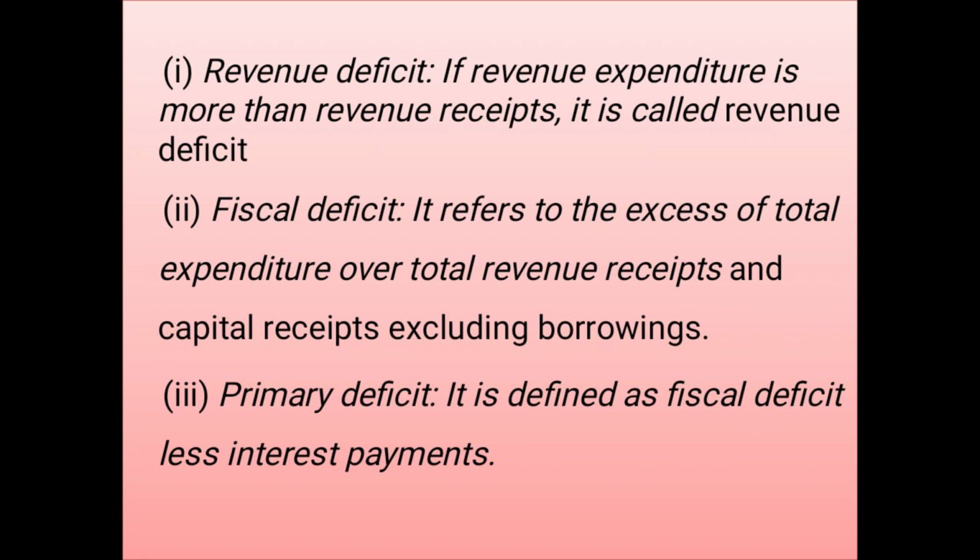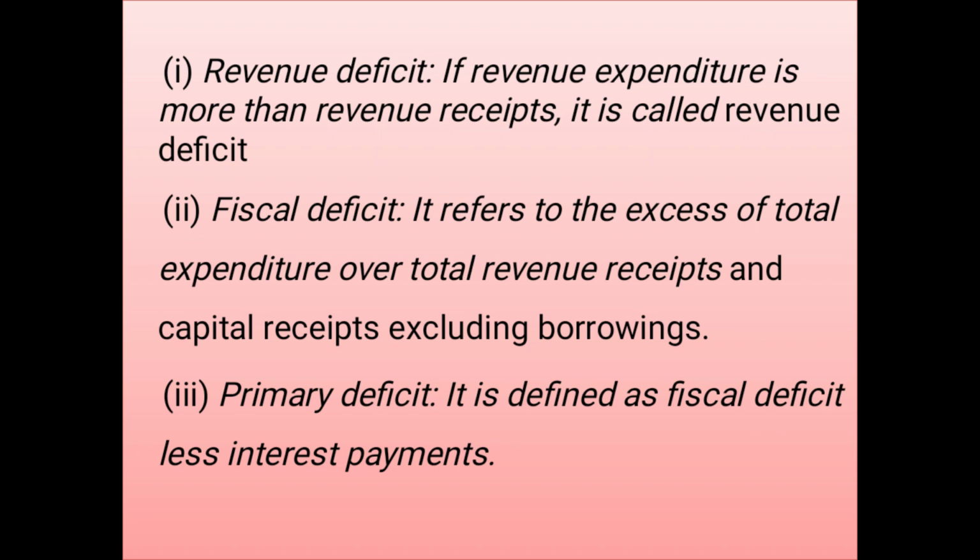Okay. Now the last one is primary deficit. It is defined as the fiscal deficit less interest payments. To calculate the amount of borrowings on account of current expenditure exceeding revenue, we need to calculate the primary deficit. It is done by subtracting interest from the fiscal deficit. The primary deficit is defined as fiscal deficit minus interest payments on various borrowings. Therefore, it indicates the amount of borrowings required to meet the expenditure other than interest payments.